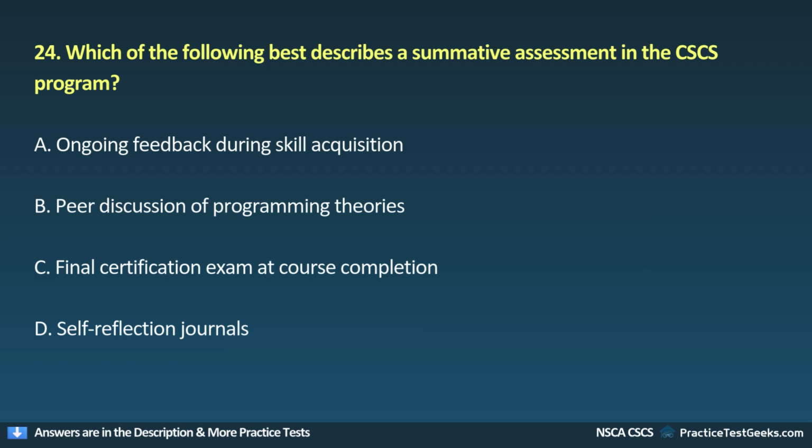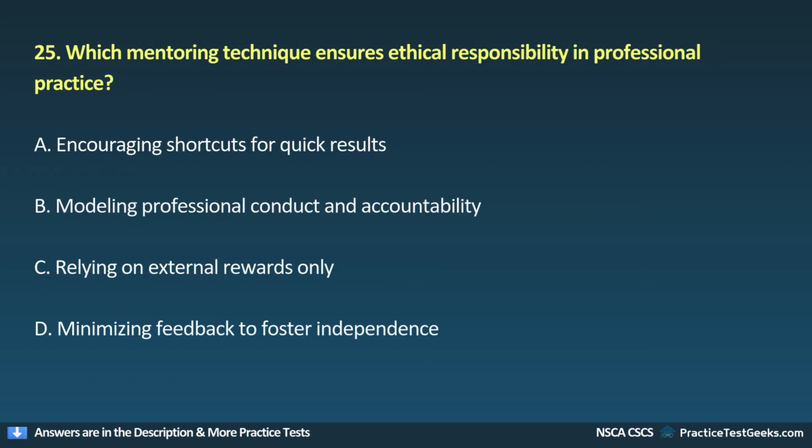24. Which of the following best describes a summative assessment in the CSCS program? A. Ongoing feedback during skill acquisition. B. Peer discussion of programming theories. C. Final certification exam at course completion. D. Self-reflection journals.